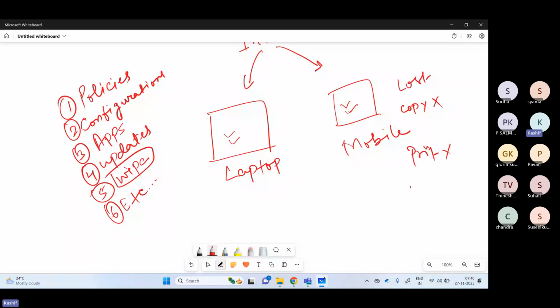We can deploy a policy to block camera, Bluetooth, Wi-Fi, block or unblock. We can deploy a policy that you cannot install any new application. You cannot install application from Google Play Store. There are many things which we can do, so we will learn all these things when we go into the actual training.